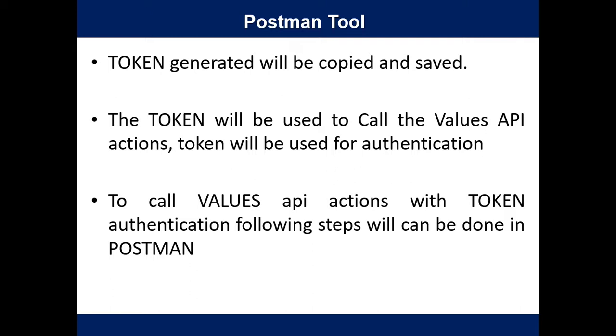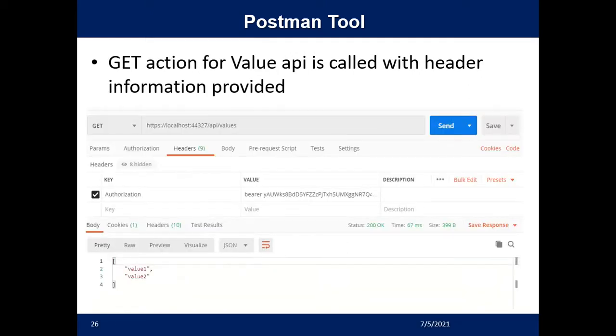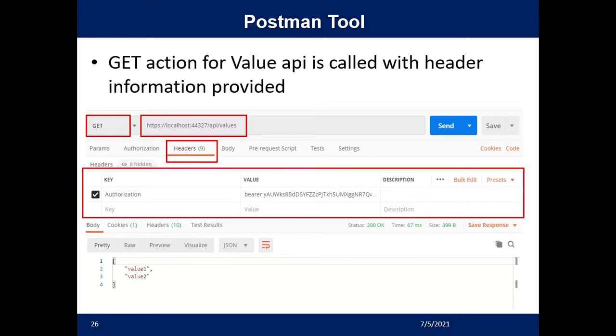The token will be used to call the values API action. The token will be used for authentication purposes also. To call the values API action with token authentication, the following steps will be done in Postman. The first thing is we need the get method over here. The URL should be for API values. Next we will select header. To send the token with the request, we will select header. Inside the header we will send the token data with the request. Then we will write this code.